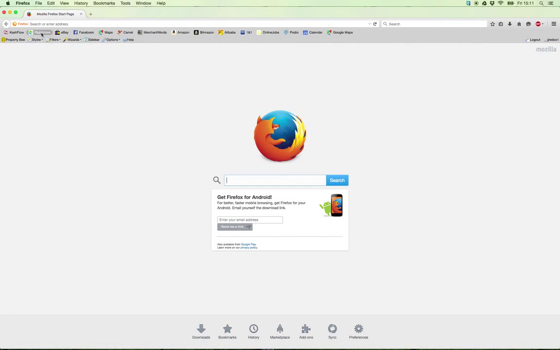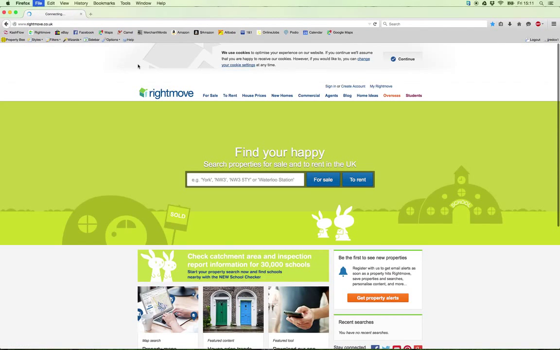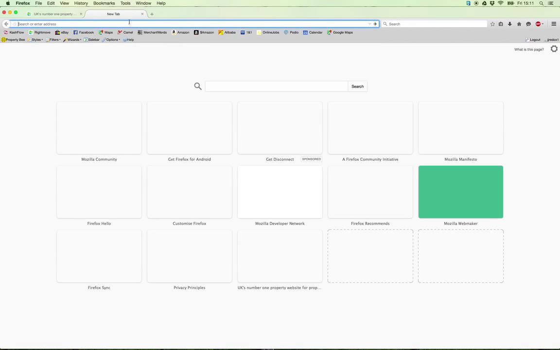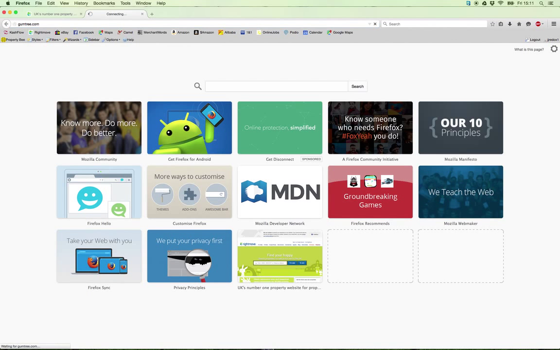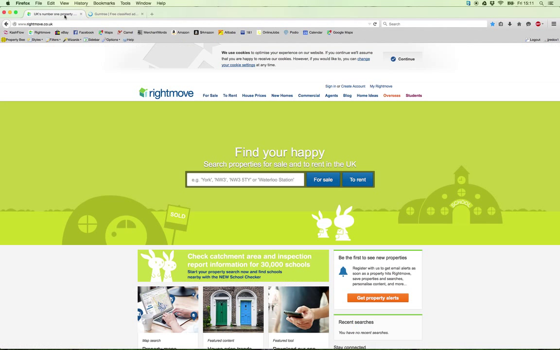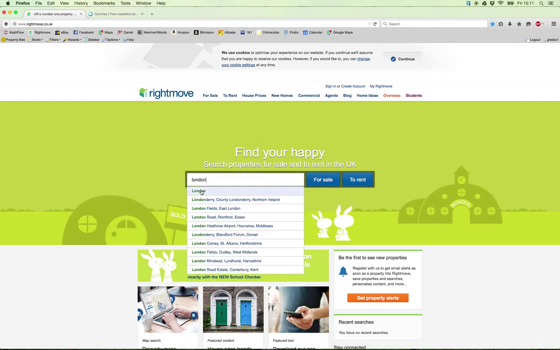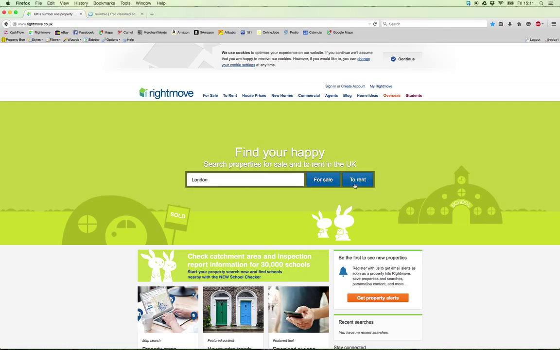So again, we're going to be using Rightmove. This is to find the houses, and we're going to be using Gumtree to find the rooms. In order to do that, I'm just going to type London to give us the broadest possible range of houses to find.